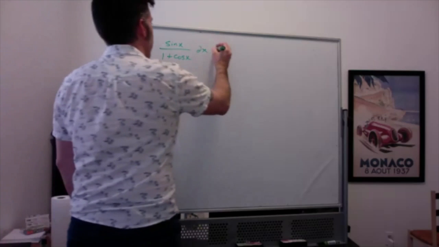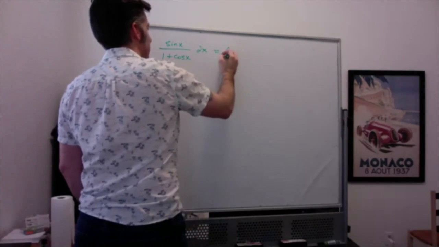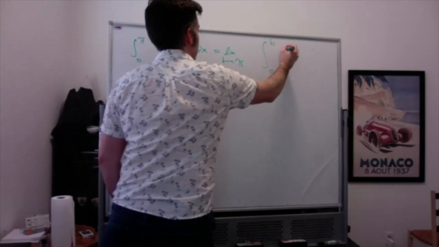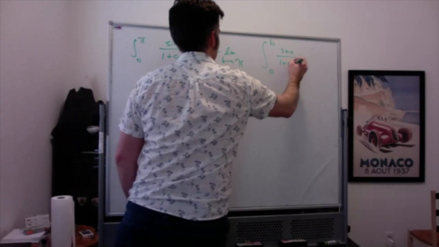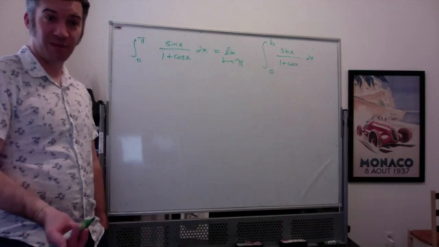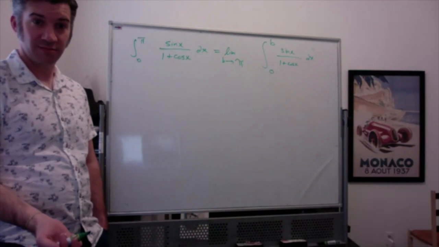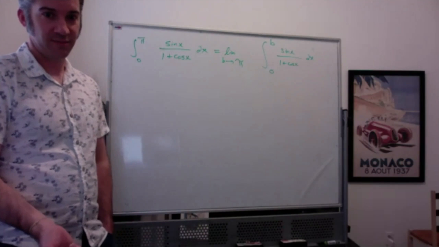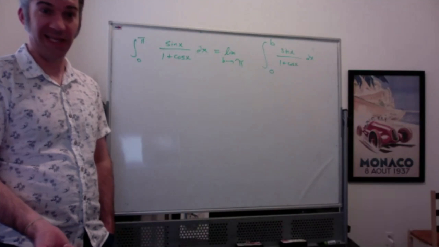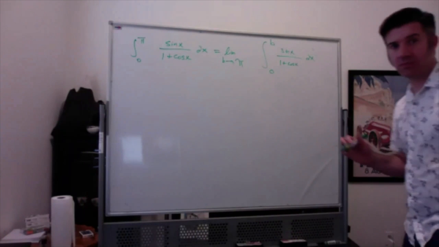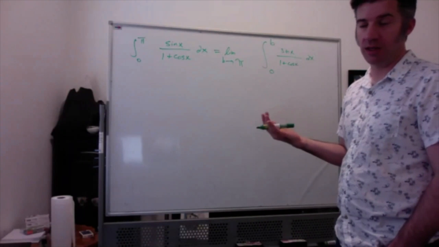So I have to rewrite this as the limit as b approaches pi of the integral from 0 to b of sine of x over 1 plus cosine of x. And technically, are we approaching b from the left or from the right? Is b approaching pi from the left or from the right? Are we less than pi or are we greater than pi? So what am I looking for?